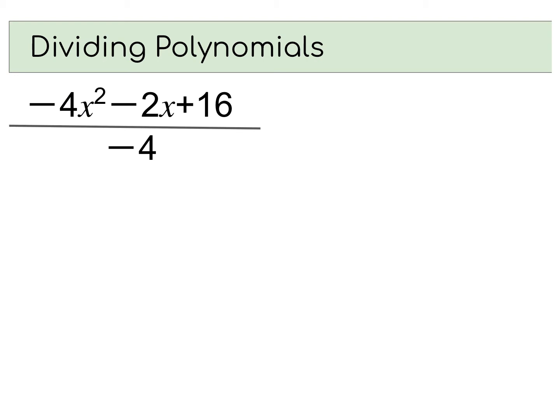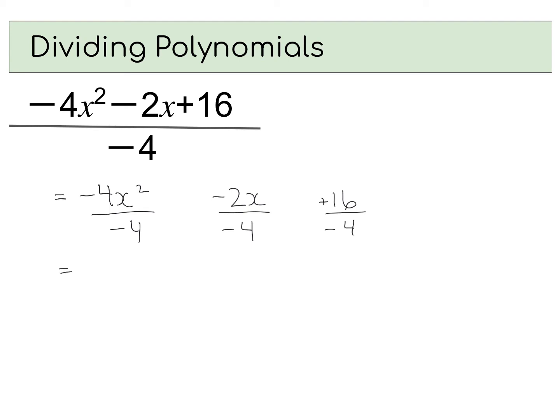All right, so for this one, we are first going to start by turning those all into their own individual fractions. So we'll have negative 4x squared divided by negative 4. And then we're going to have negative 2x divided by negative 4. And then we're going to have 16 divided by negative 4, and that's a positive 16. So we're going to simplify each one of those.